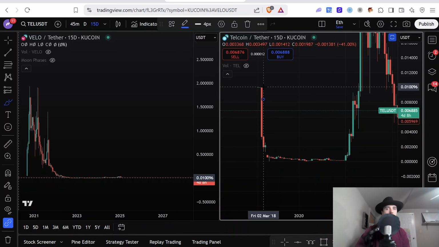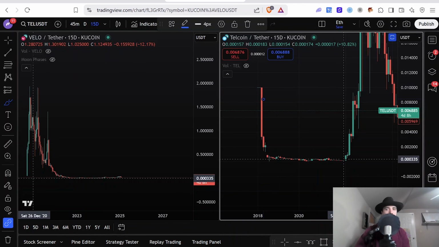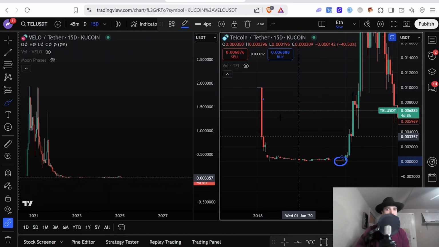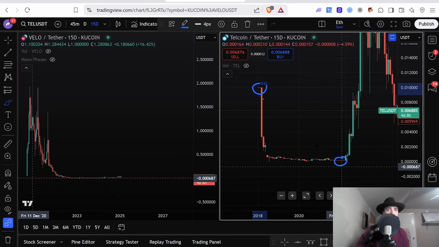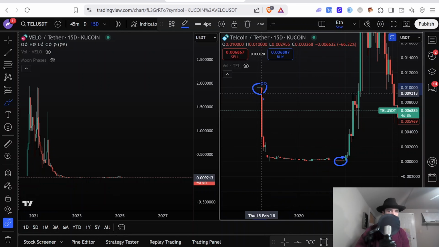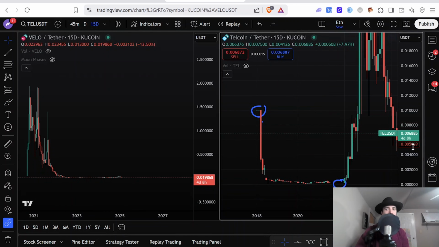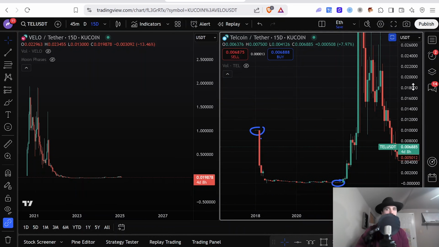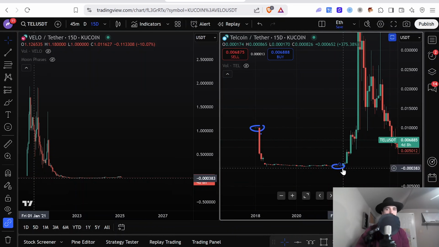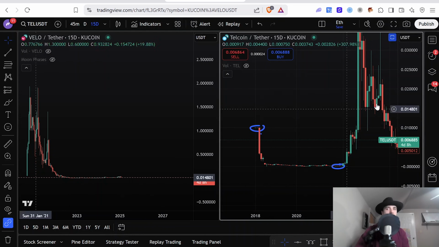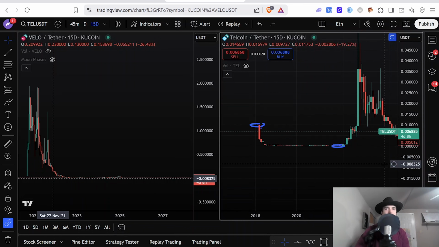You can see Telcoin just dropped off a cliff and dropped basically 99% from the peak down. Everybody gave up on it, looked completely dead, was going down and sideways and getting chopped all around. And then a bull market started for crypto, and Telcoin went to a new all-time high, just completely broke out and obliterated its old all-time high and went nuts, as you can see.